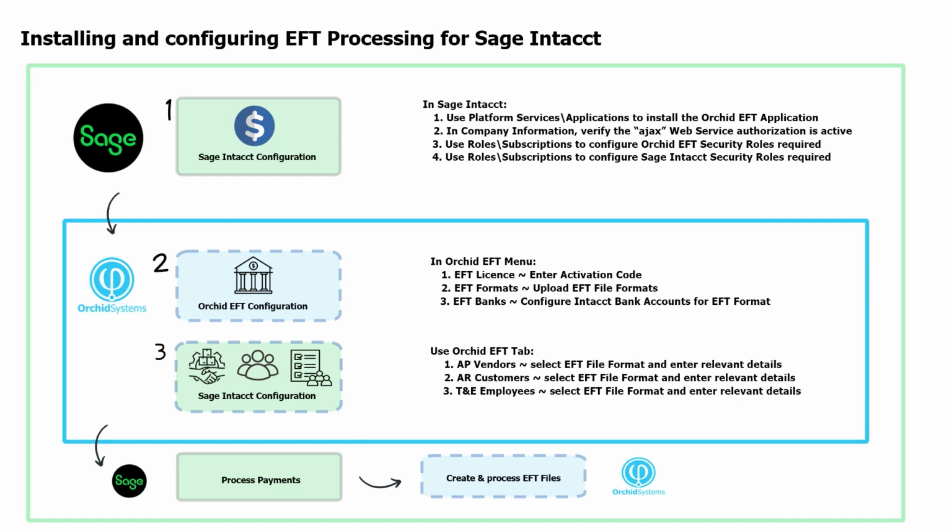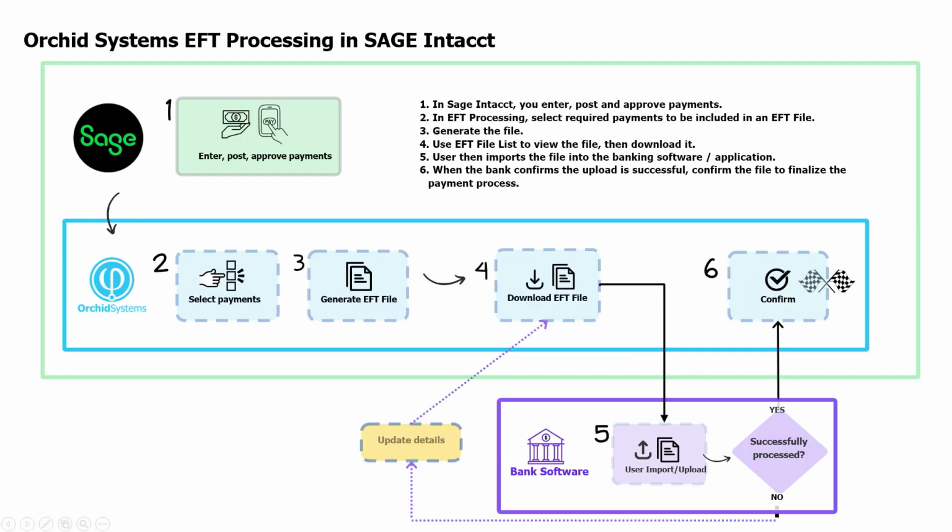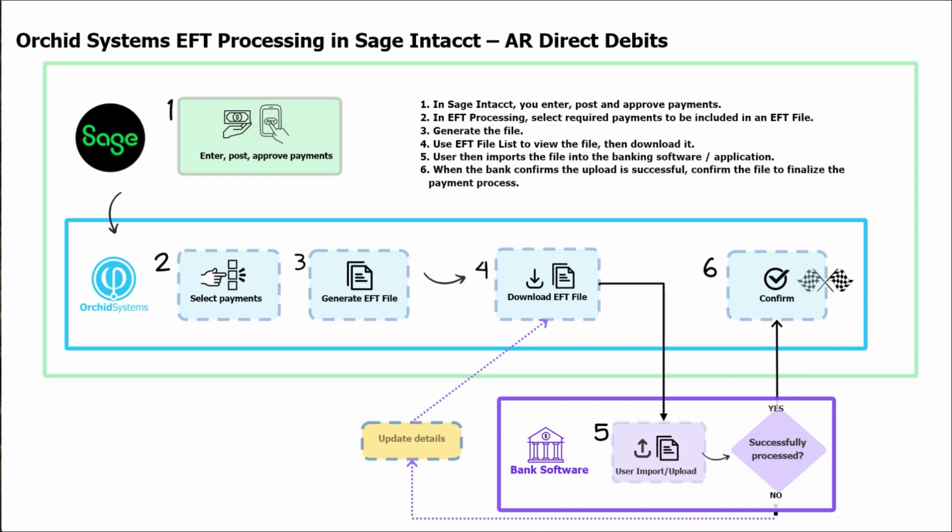And that's it. We have seen how to import the Orchid EFT application, configure the security, set up the license formats in banks, set up the vendors, customers, and employees, and you're now ready to process payments. In this next video, I'm going to show you how to create AR direct debit files for your bank. That is, to do direct debits against your customers.